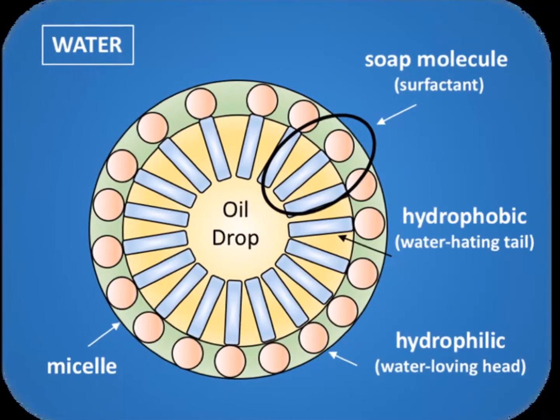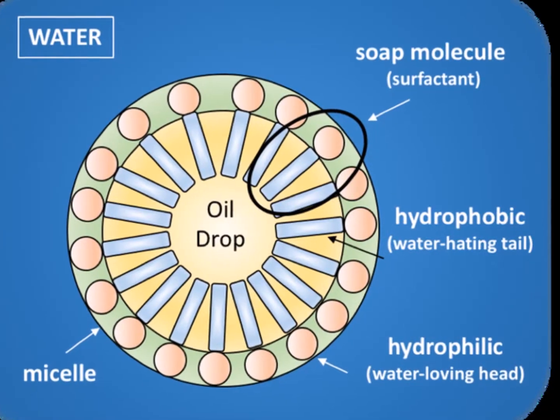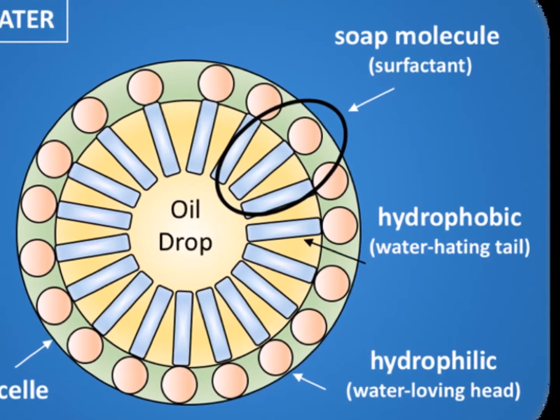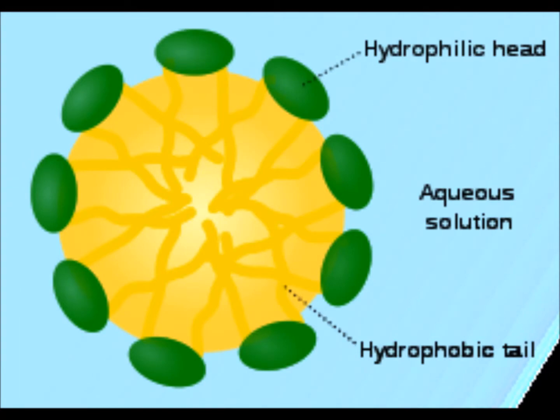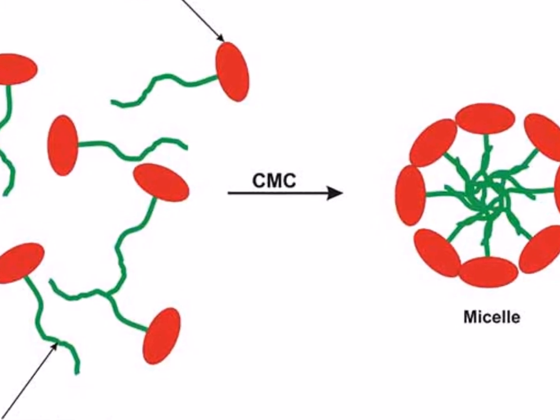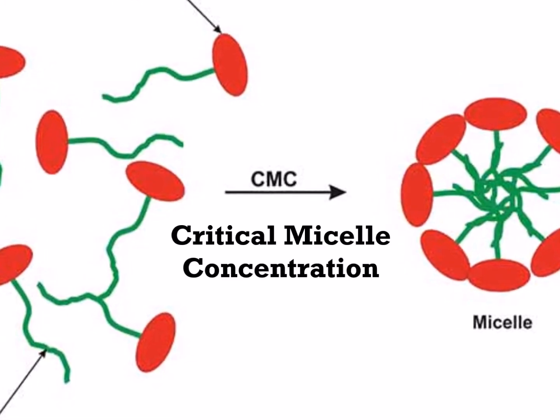The grease becomes the center of the micelle, a shape where the hydrophobic parts of the surfactant point inwards and the hydrophilic point outwards. This ensures water does not interfere. It's important to note, micelles form when there is a high concentration of surfactant present. This point is called critical micelle concentration.